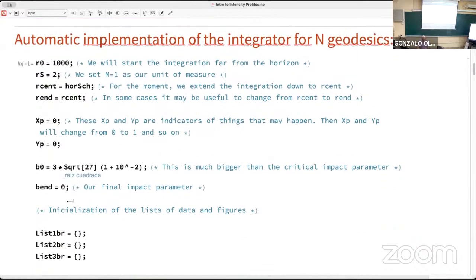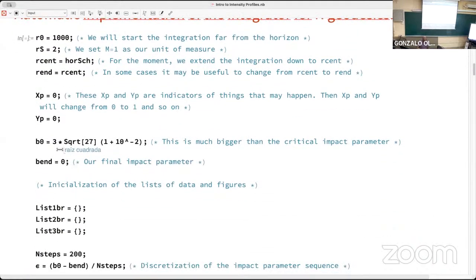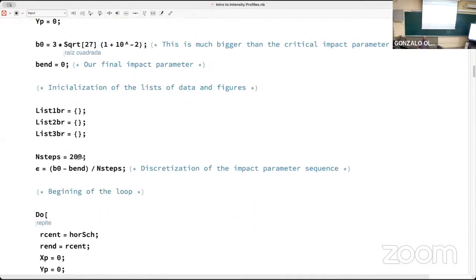Yeah, for several geodesics, we take the initial impact parameter as 3 times the critical value. We end at 0, okay? And we are going to compute 200 geodesics.